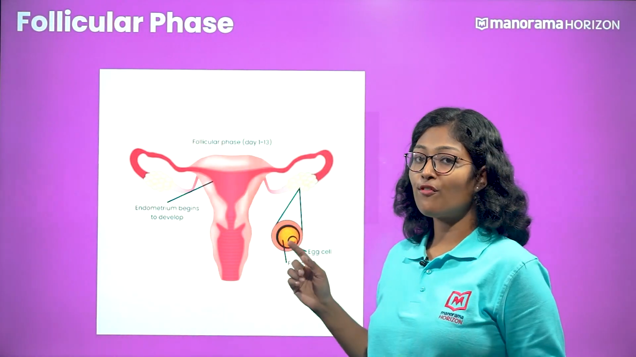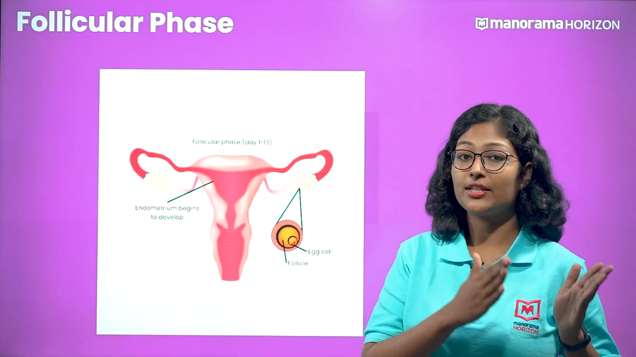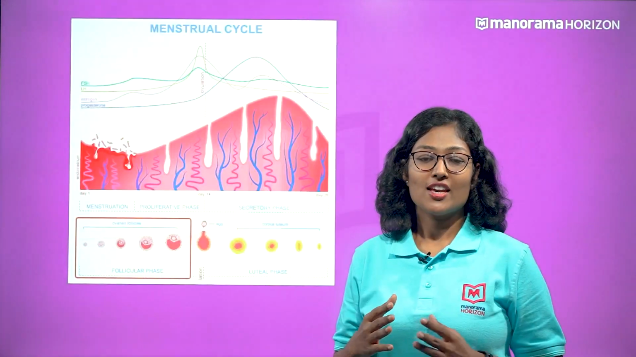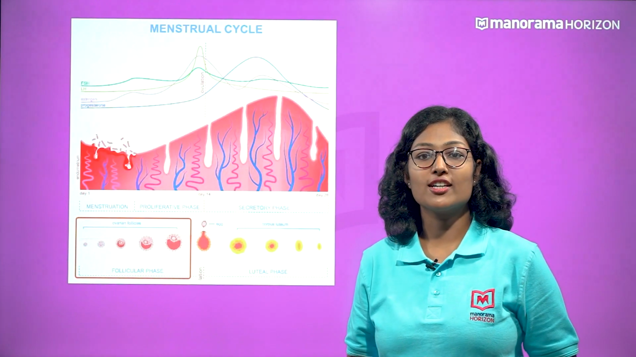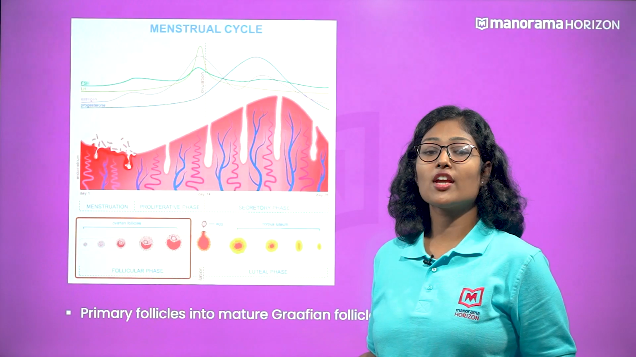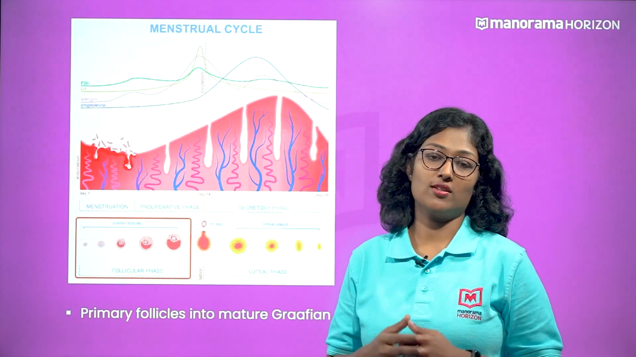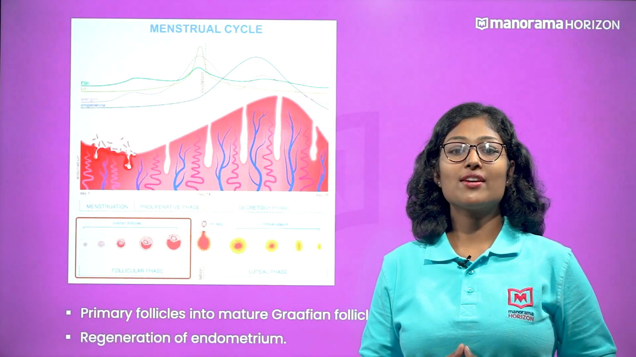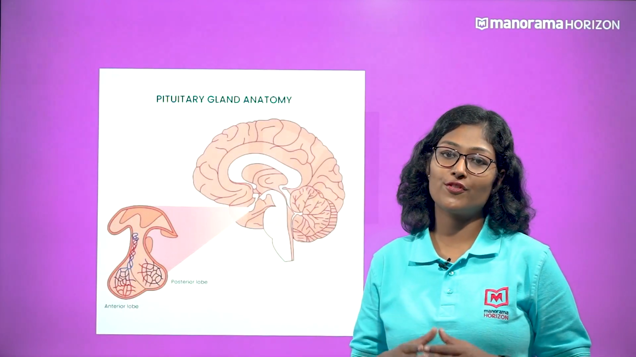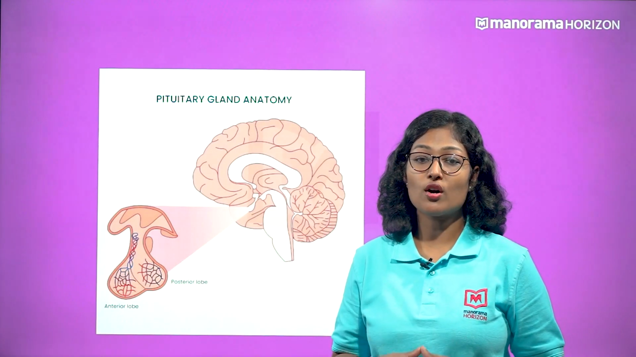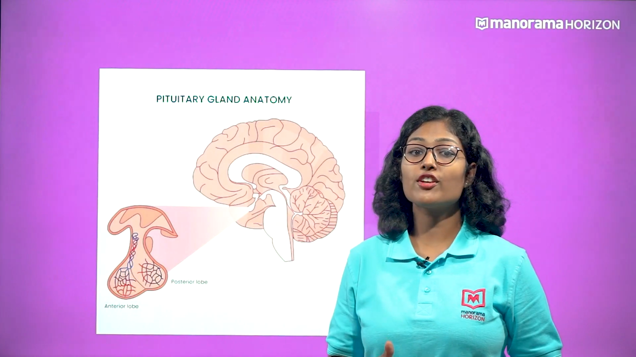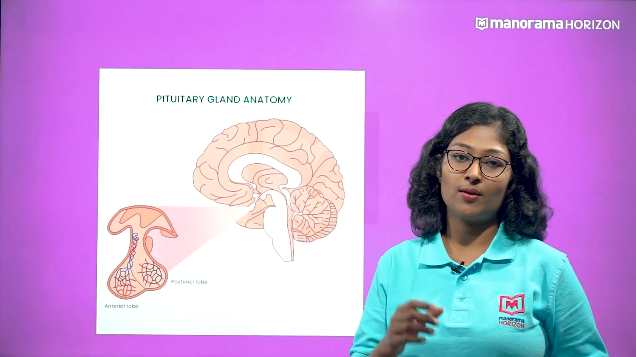The next is the follicular phase, which lasts from day 6 to 14 in a cycle of 28 days. Here, the development of the primary follicle in the ovary into a fully mature Graafian follicle and regeneration of the uterine endometrium occurs. The pituitary gland releases follicle stimulating hormone during this phase. This hormone causes the ovary to create 10 to 20 follicles, each of which contains an immature egg.